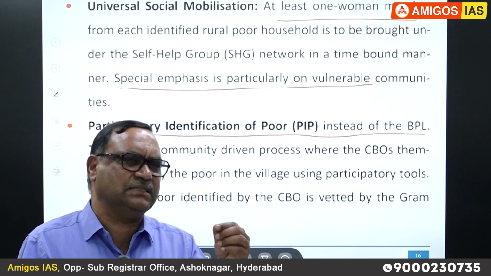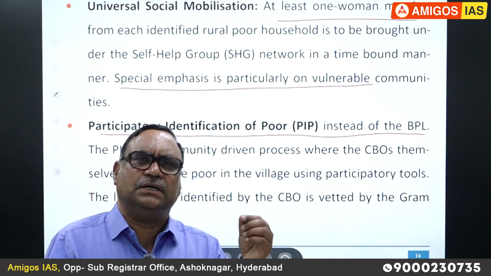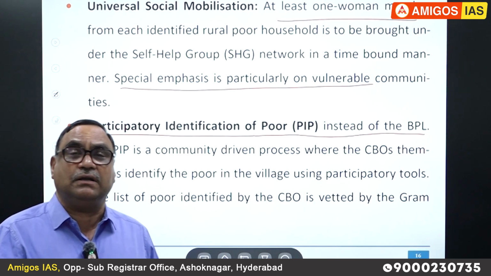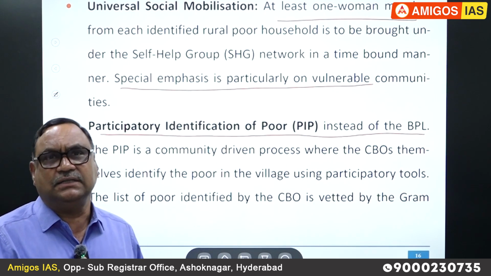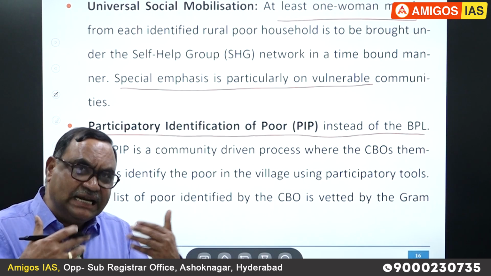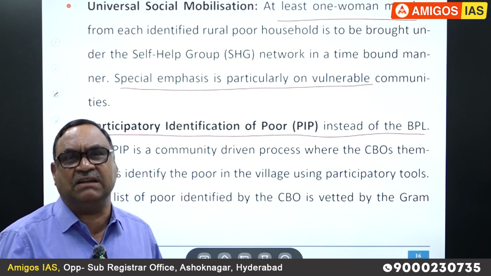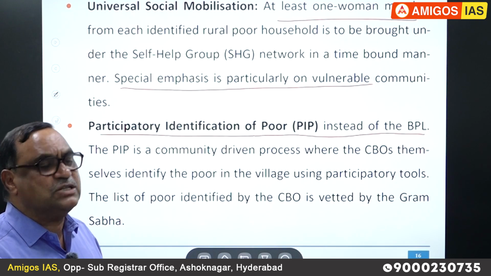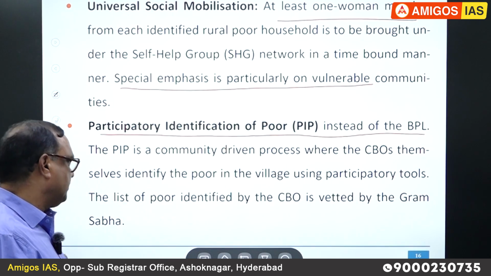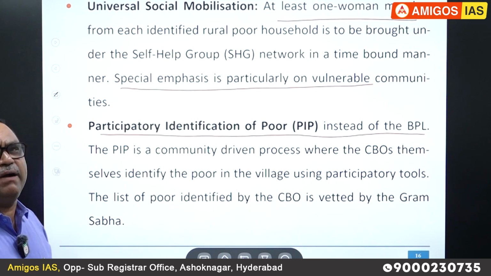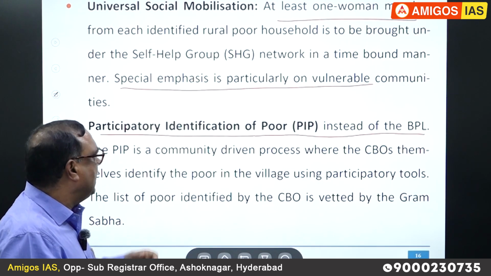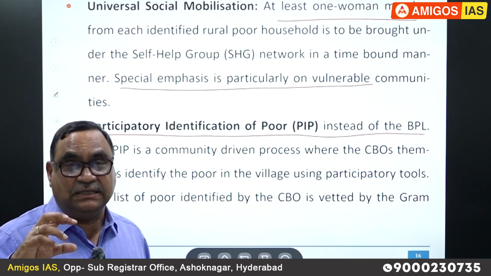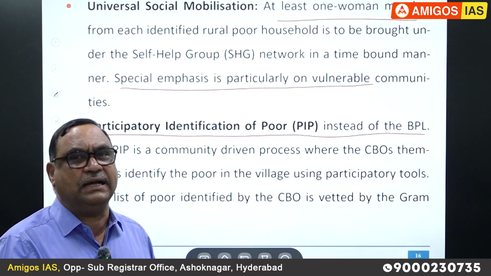So that means BPL, that means below poverty line, is not exactly the criteria, but women are encouraged to take part in the activities of the self-help groups, and they will be identified as the beneficiary, so that they get benefit under this scheme. And the list prepared by this participatory identification of the poor must be discussed by, and ultimately approved by the Gram Sabha.